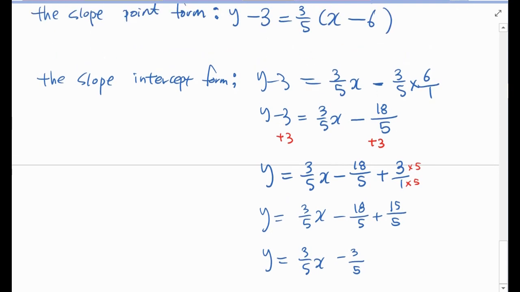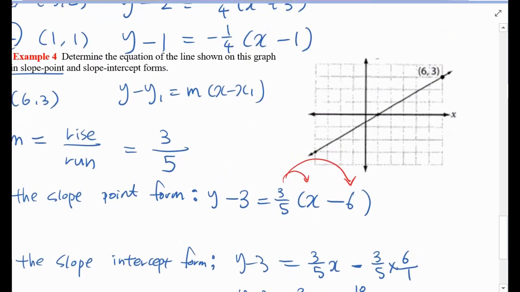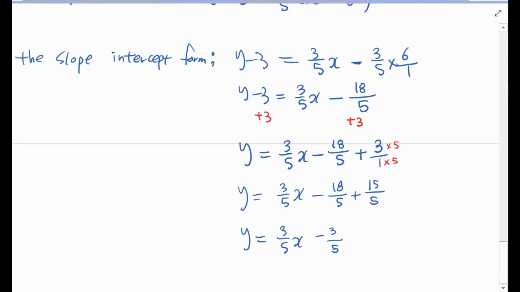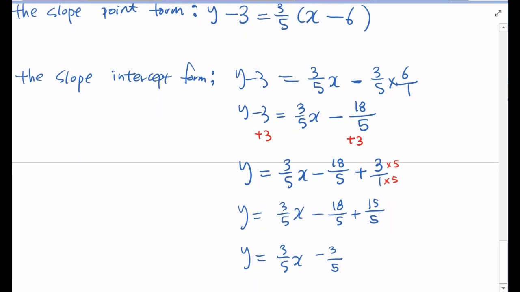So you should be able to change from the slope point form to the slope intercept form. So therefore, this is negative 3 over 5. Okay, using algebra, we will be able to find the accurate equation.